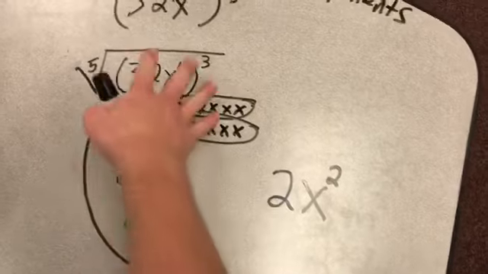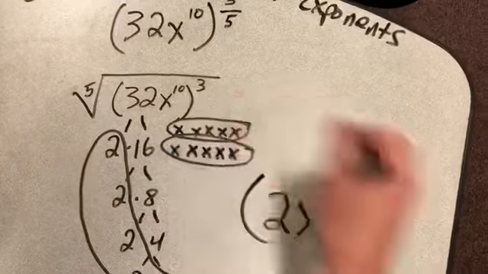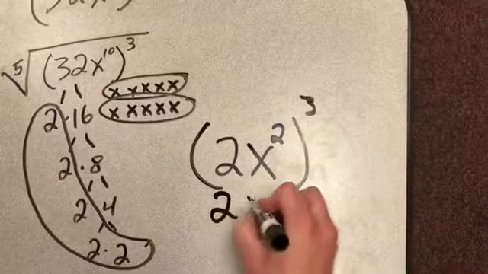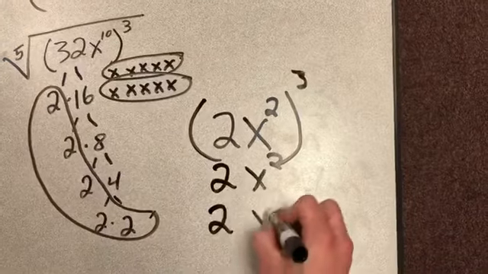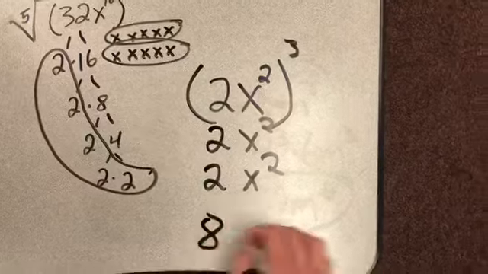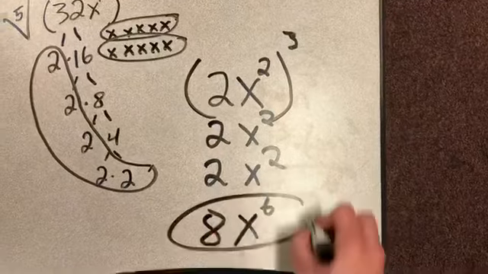But remember, this happens not just 1 time, it happens 3 times. So I still need to do 2x squared to the 3rd power. So that's like we still have 3 of those to multiply. 2 times 2 times 2 is 8. x squared times x squared times x squared is x to the 6th. And that's your final answer.